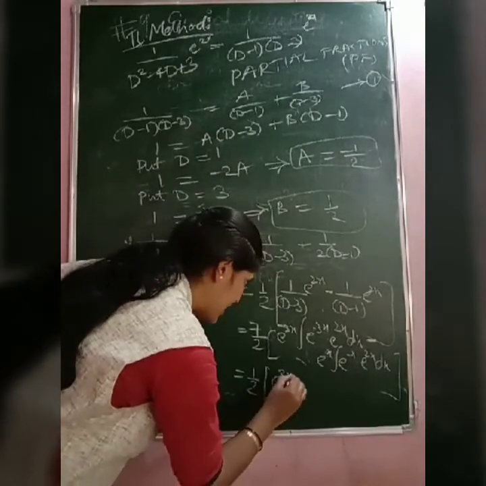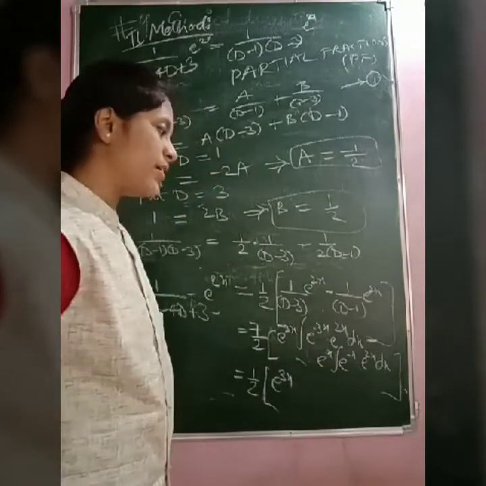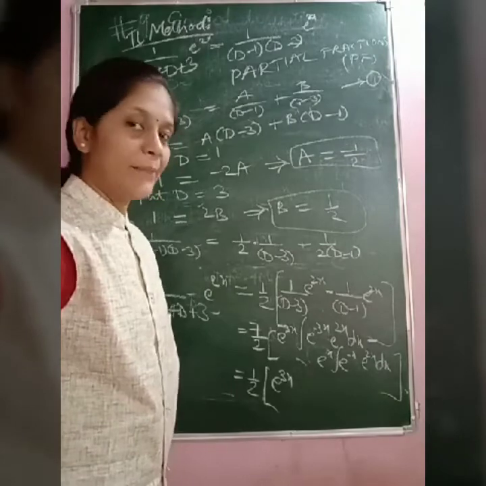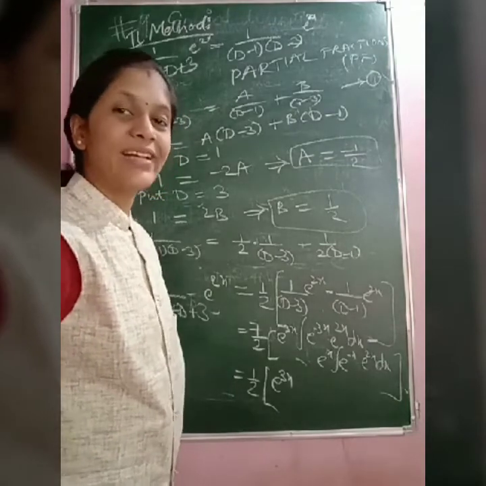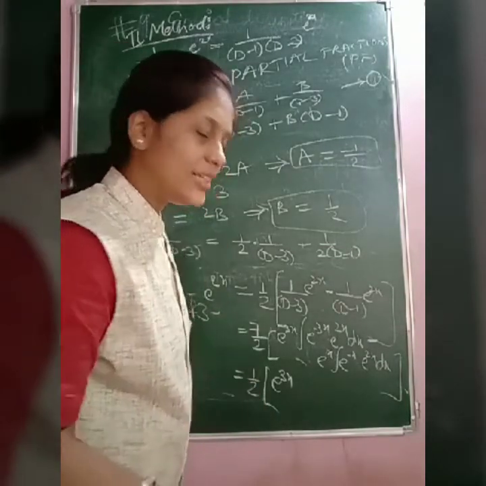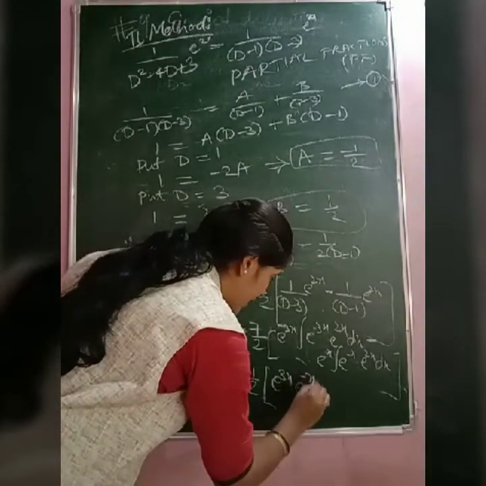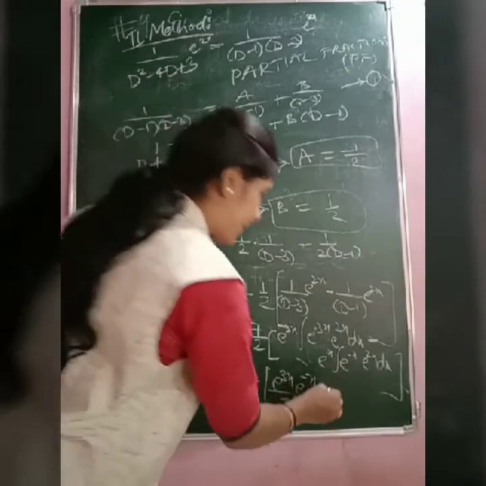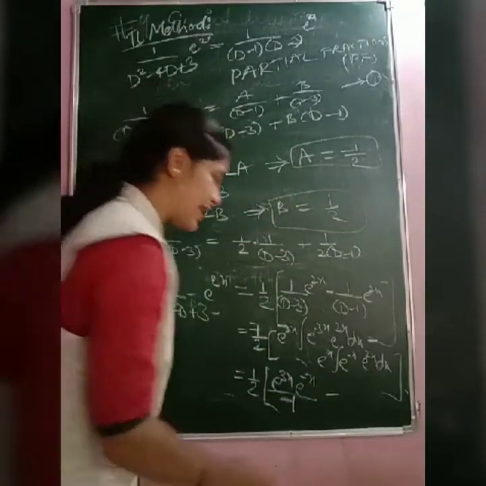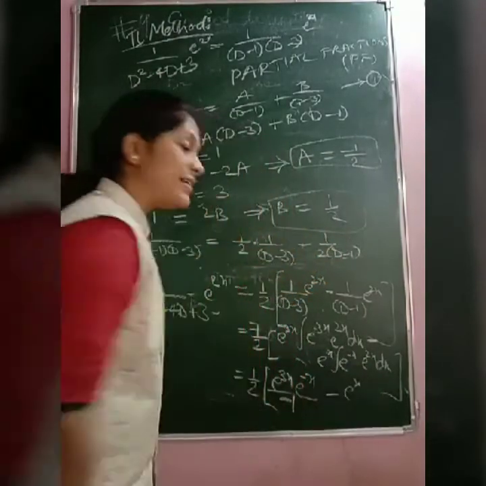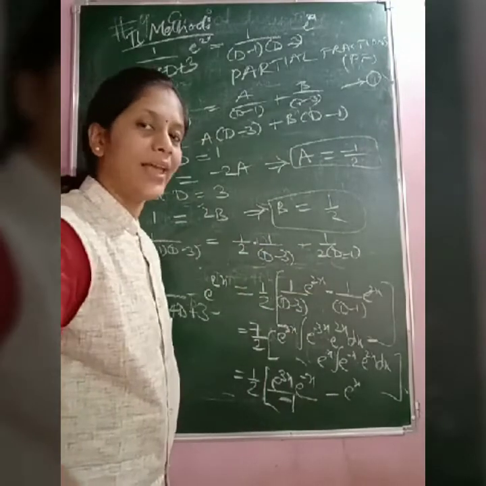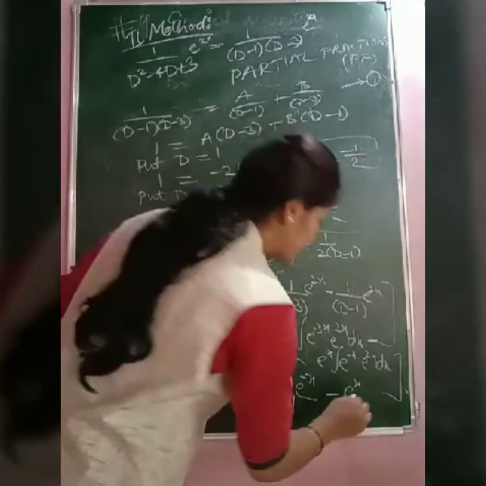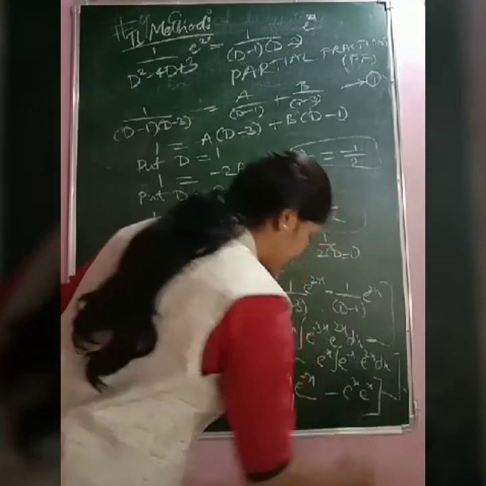e raised to 3x as it is. Bases are same, adding powers: e raised to minus x minus 3x plus 2x is e raised to minus x. Further, integration of e raised to minus x is e raised to minus x by minus 1. Next, minus e raised to x as it is. Minus x plus 2x is e raised to x. Integration of e raised to x is e raised to x itself.